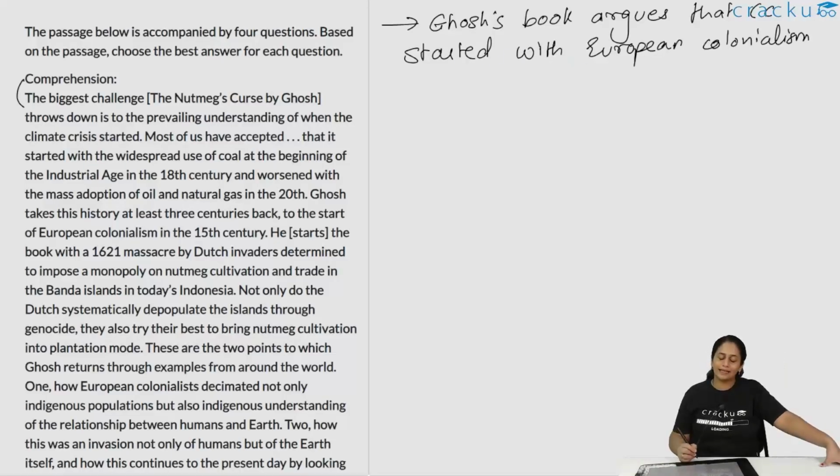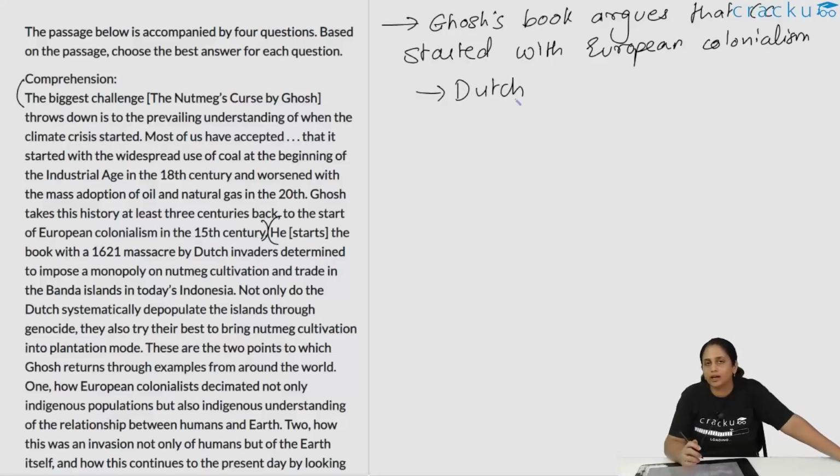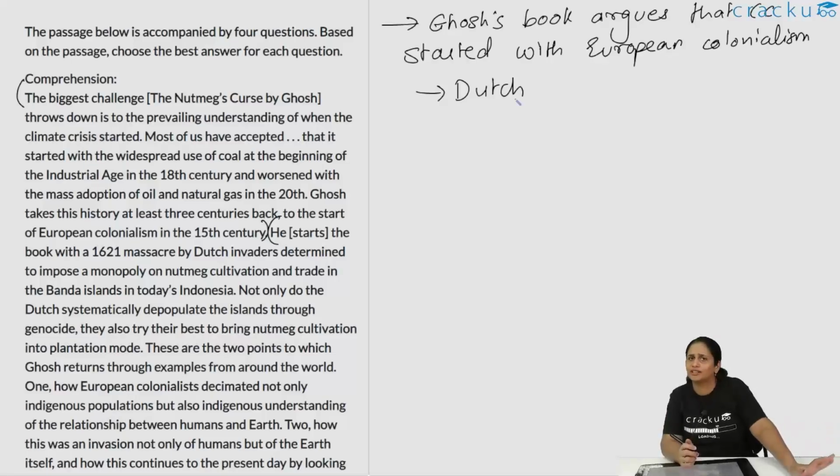Now, why does he say that this started with the European colonialism? So, from here he gives the example of the Dutch massacre. So, what happened with the Dutch massacre? In the Dutch massacre, they tried to monopolize the cultivation of nutmeg. So, the Dutch people went to the Banda Islands, which are the Indonesian islands. They committed a genocide there and they tried to impose their way of cultivation on the local population. The local population had a different way of cultivation. They tried to enforce a plantation method on the local population.